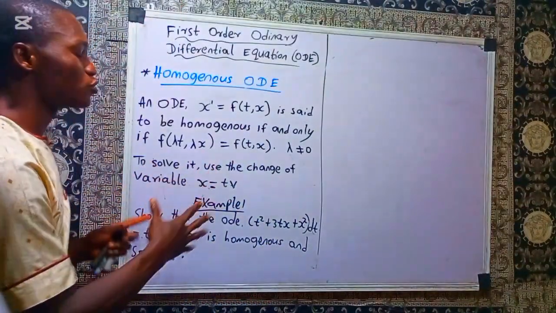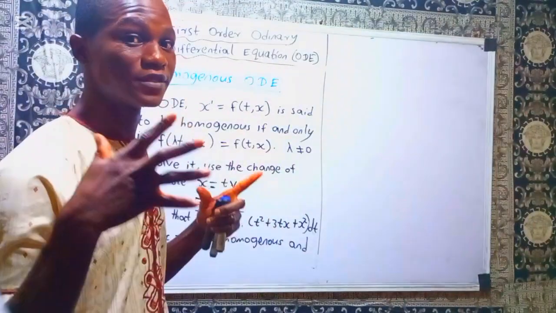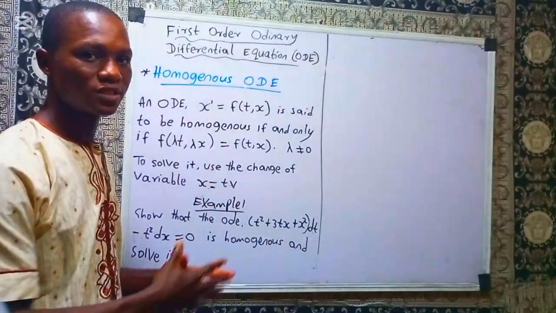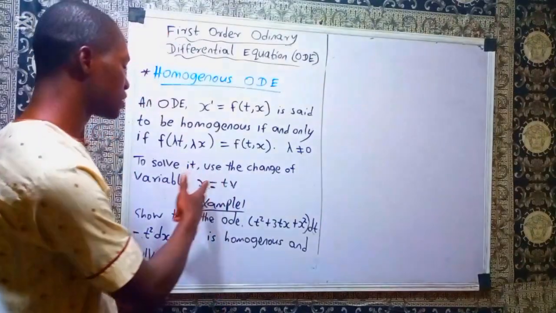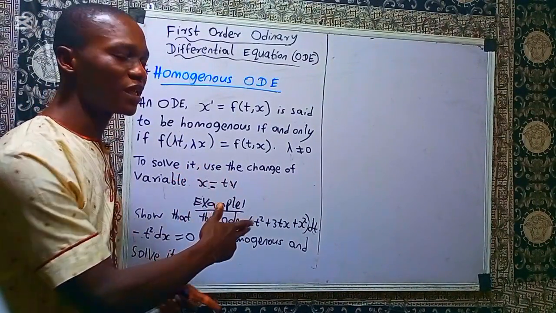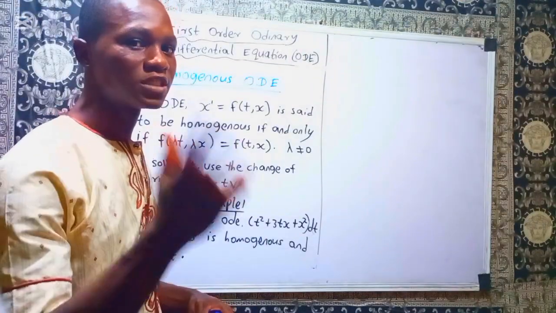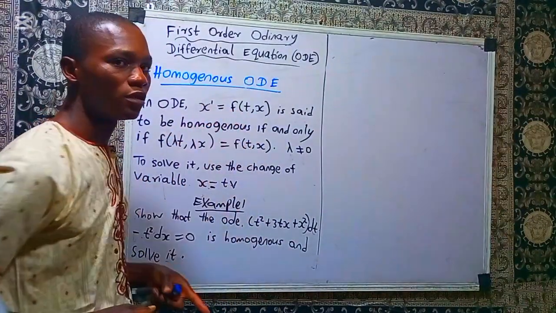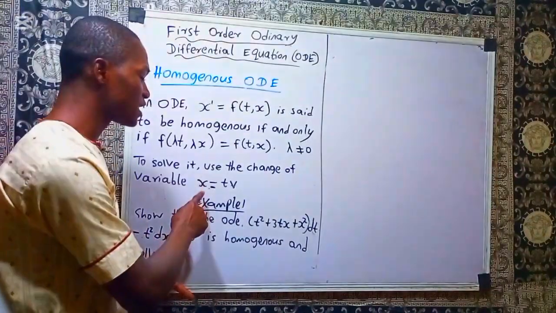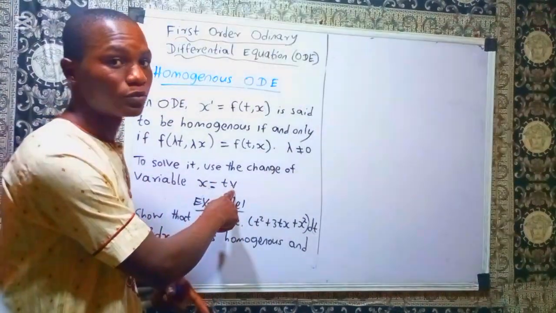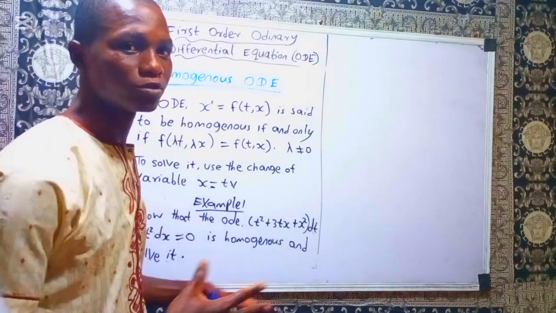So now you want to solve this. If it is homogeneous, how do you solve it? You solve it using the change of variable. So you are going to say, let your dependent variable be equal to the independent times another variable. What is my dependent variable in this format I have written? X. So I will say let x be equal to, what is my independent? T times another variable.